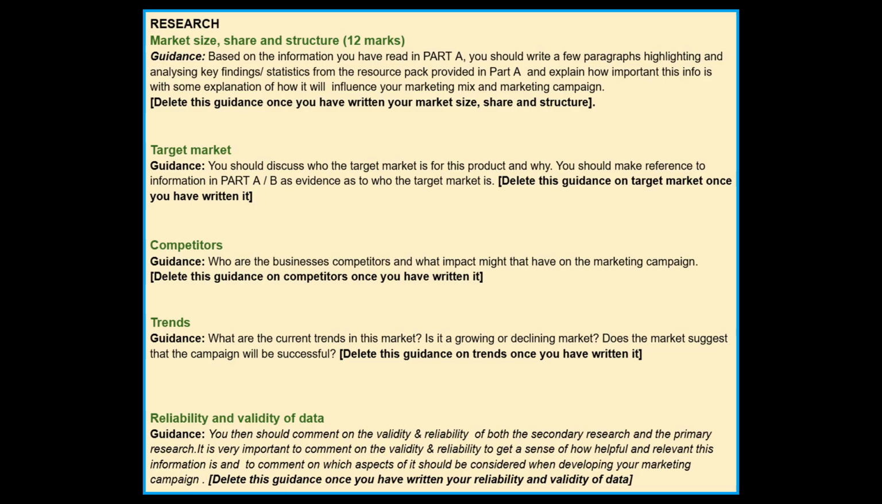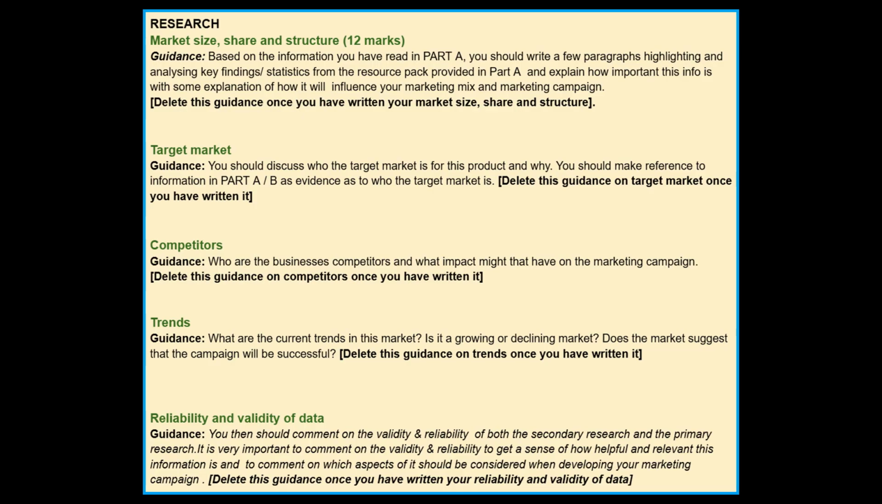Target market, well, you should have heard about this, and as long as you're using all this marketing terminology in your marketing campaigns, you will get extra marks for using marketing terminology, by the way. So you need to know about who the target market is, and you should discuss who the target market is for the product and why, and you should make reference to information in Part A and B as evidence as to who the target market is.